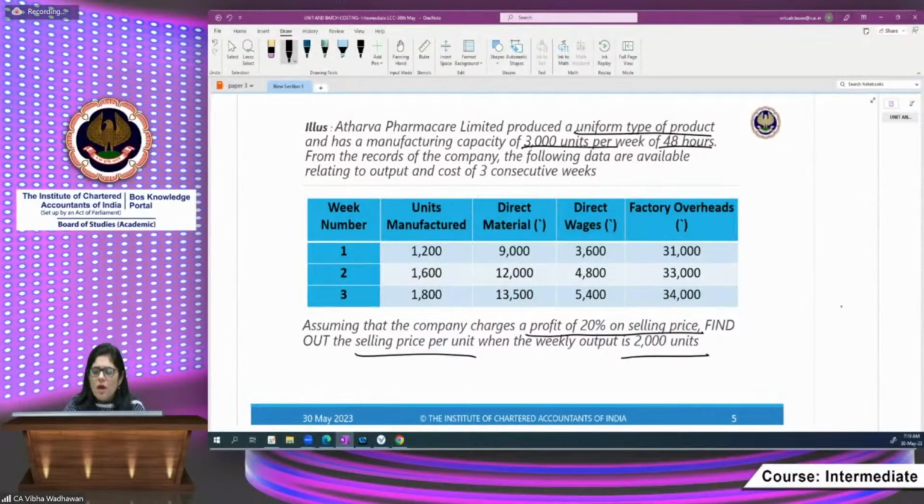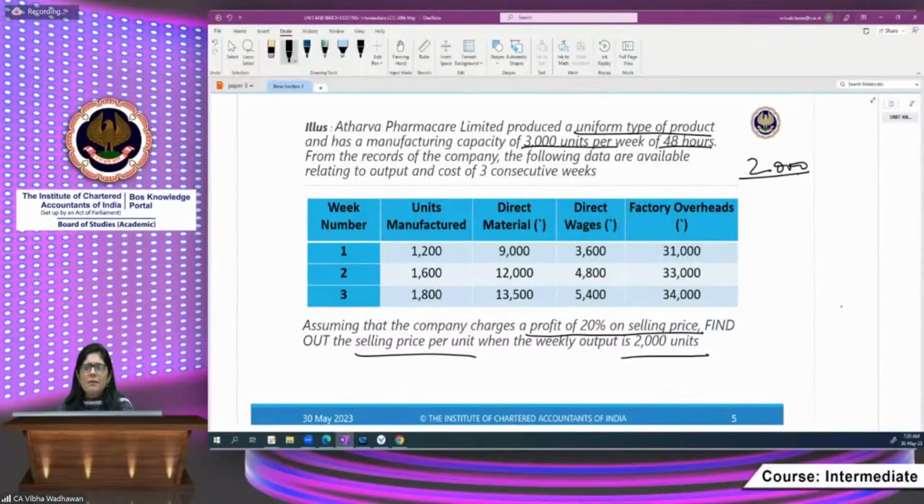Now, how do we have to calculate? We have to calculate for 2,000 units. The elements of cost are given with different combinations of units: week 1, 1,200 units; week 2, 1,600; and week 3, 1,800. When the capacity is 3,000, the capacity is underutilized. Whenever such types of questions are there, you should always find out which is the variable cost, which is the semi-variable cost, and which are the fixed costs. Only then can you calculate such questions.